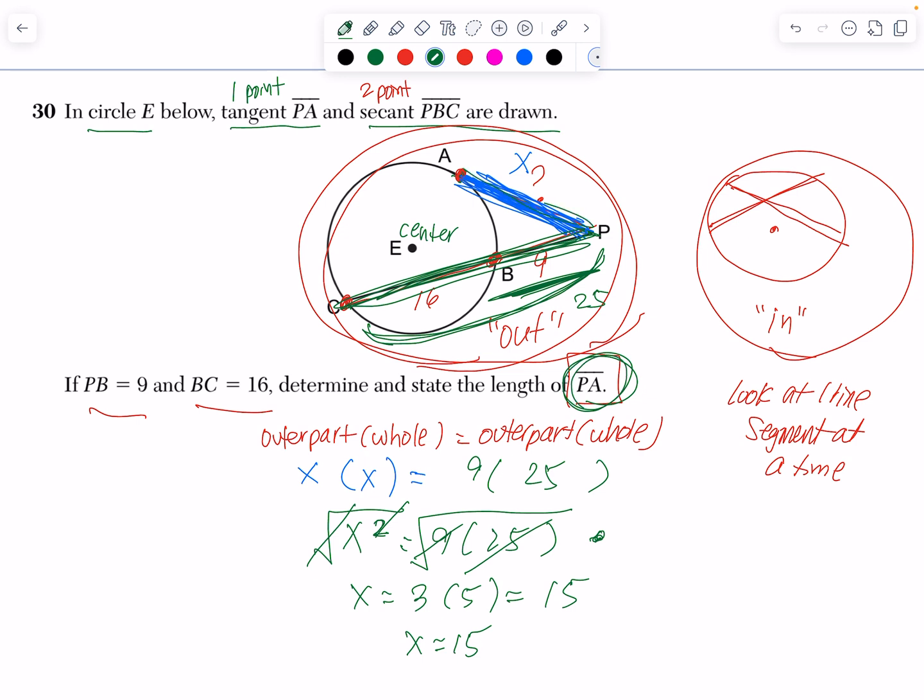We're looking for PA, which is X. So PA equals 15 units.